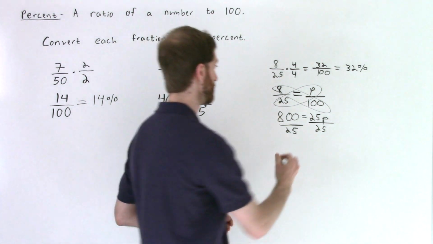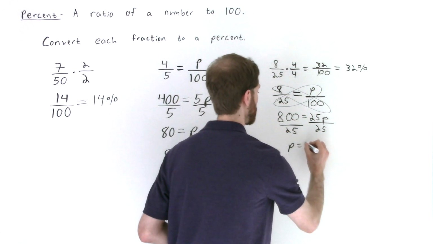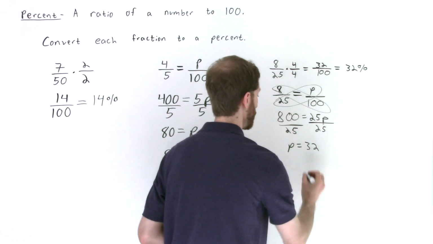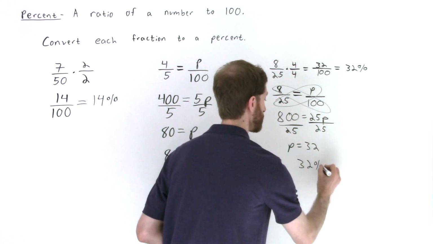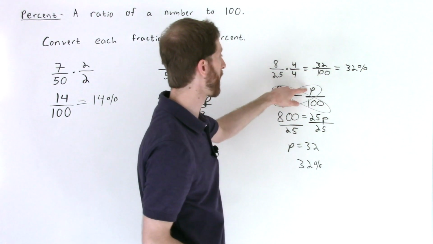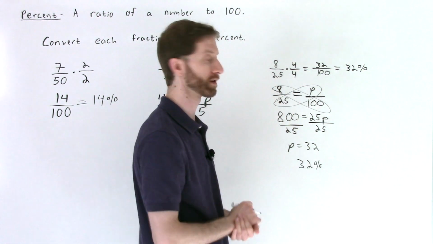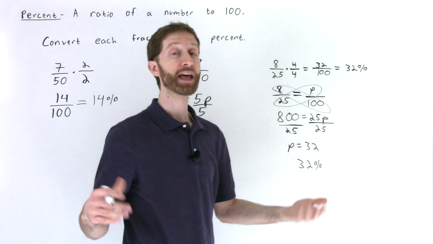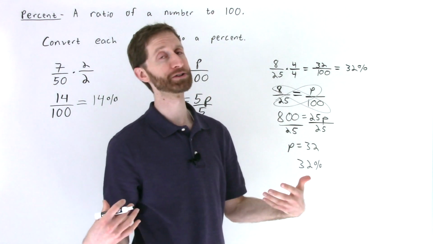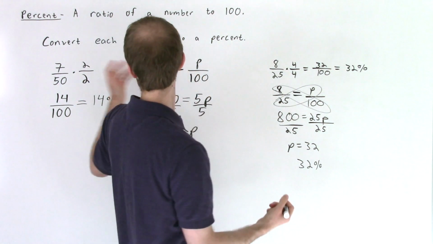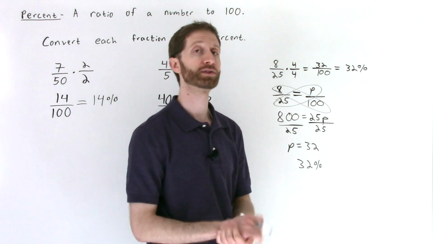So I get P equals 32, which means that our answer is 32%, right? That P value that you just found is the number out of 100, or 32%. There you have it, a masterclass, if I do say so myself, in converting fractions into percents.